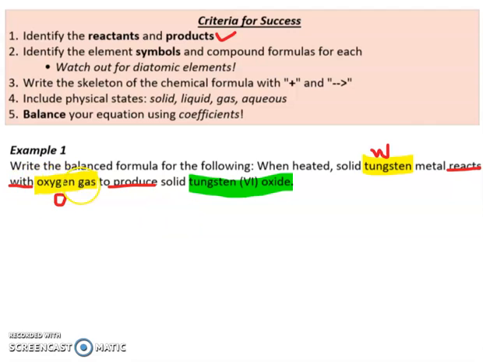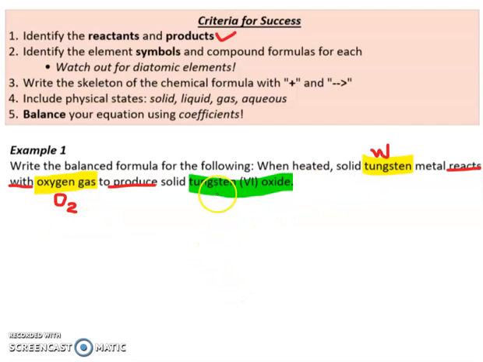However, oxygen is one of my atoms that loves to have a buddy. It loves to be a diatomic molecule. So it says oxygen gas. That means that it has to be O2. You have to remember that oxygen, nitrogen, chlorine, fluorine, hydrogen, all of those, if they are in the gas form, they are going to have a buddy. They're always going to be diatomic molecules.